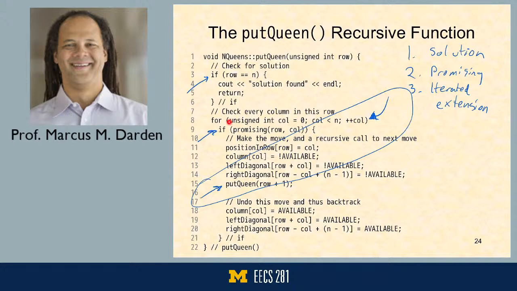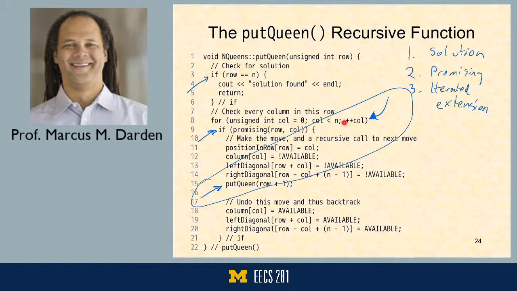So here I'm trying to look for every column available, and I know that this call is moving myself forward in rows. So every time I get to a new row, I'm going to call put queen again. So this is how I iterate through rows, by making new calls to put queen. That's the recursive stuff, but it's still moving me through the rows. And then inside of each row, I'm going to iterate through all of the columns and try to place something in each one of those columns.